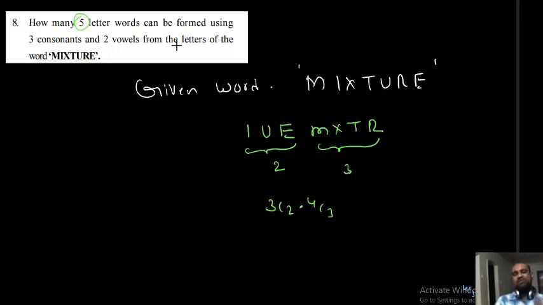So what is the question? We want the number of words, only selection is completed. Words means the selected letters can themselves be arranged in 5 factorial ways. Therefore 3C2 into 4C3 into 5 factorial ways you can create 5-letter words. So 3C2 value is 3, 4C3 value is 4, and 5 factorial is 120. This gives 1440. I can say that 1440 words you can create.